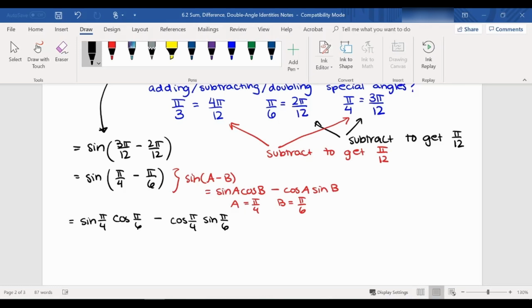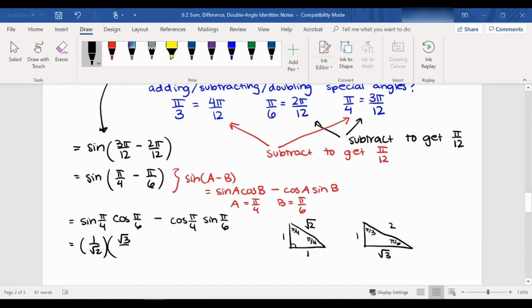So I need to know what these equal. Just a reminder, again, my triangles are up top, but I'm going to just draw them again so I don't have to scroll over and over. Okay, so if I take a look at my triangles, sine of pi over 4 is equal to 1 over root 2. Cosine of pi over 6, adjacent over hypotenuse, is root 3 over 2. Cosine of pi over 4 is also 1 over root 2. Sine of pi over 6 is opposite over hypotenuse. That's 1 over 2.